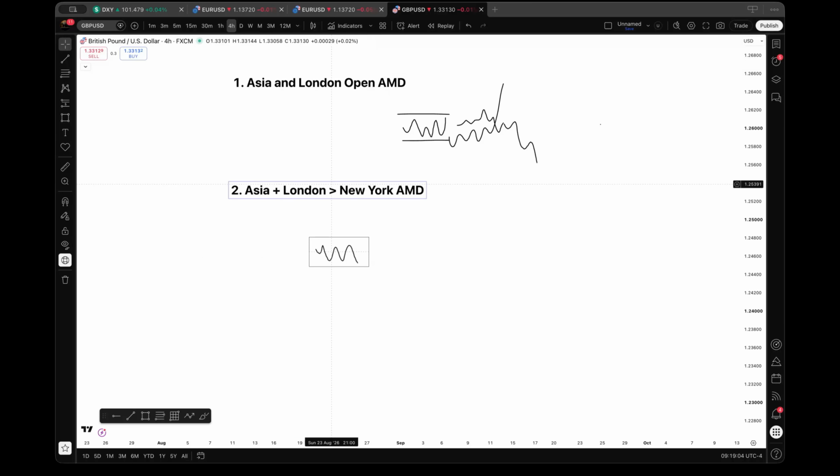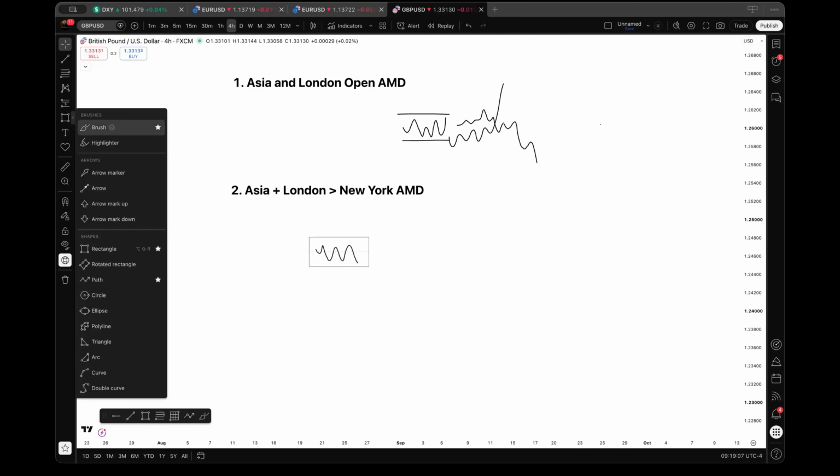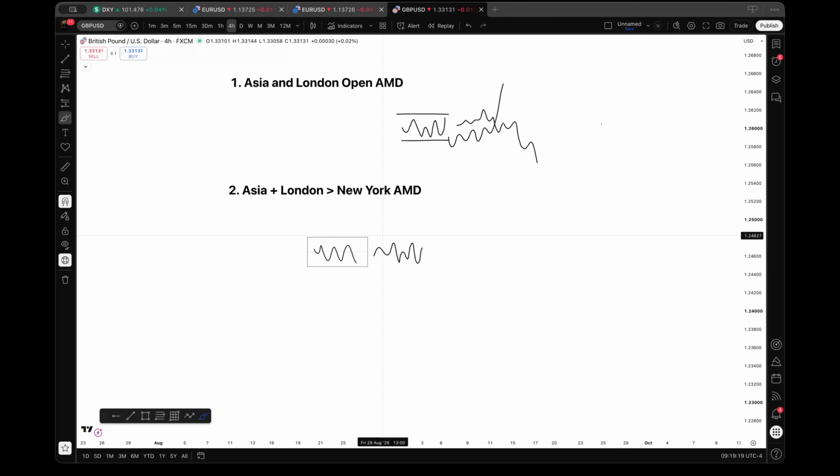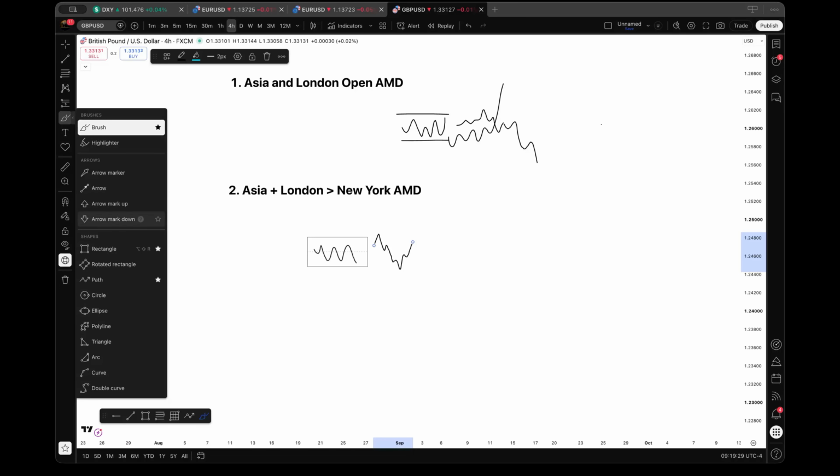So we have Asia, and then we have London open up as well, which is also a consolidation profile. Sometimes London may even take out buy side and take out sell side without distributing lower. So here we would wait for New York to open up.